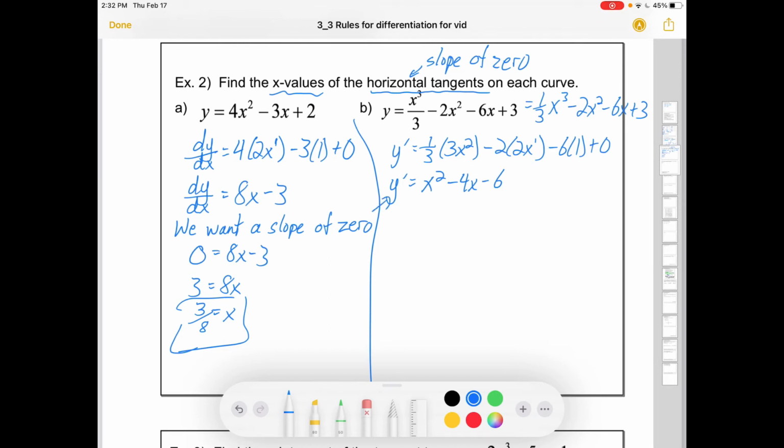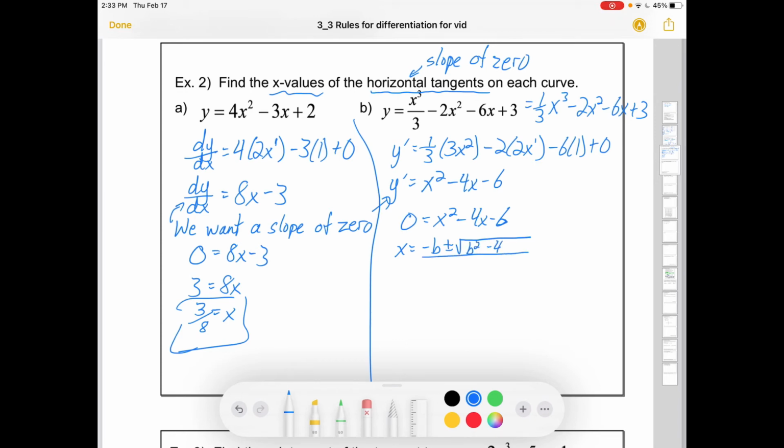Again, we want a slope of 0. So put in 0 for this. And you can try and factor it. I don't think we'll have any luck. So in that case, we'll have to use a quadratic formula.